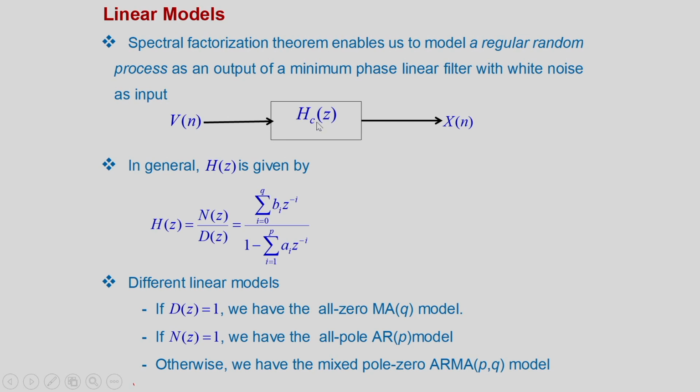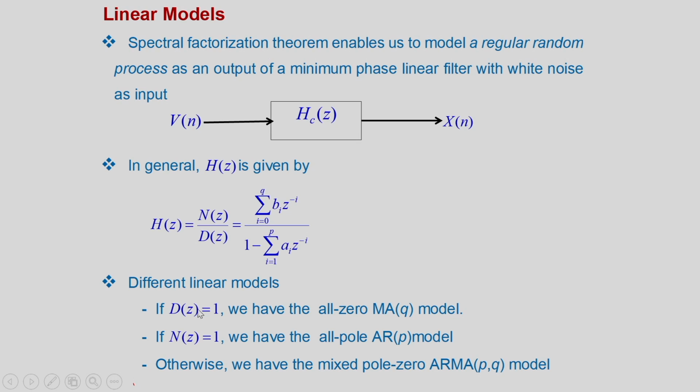In general, if we consider the transfer function of a causal minimum phase LTI system, it will have one numerator part and denominator part. So, it is a ratio of Nz divided by Dz. Now, this Nz part we can write as summation i going from 0 to q of bi z to the power minus i. Similarly, the denominator part we can write as 1 minus summation i going from 1 to p of ai z to the power minus i. So, this is the general transfer function, and depending on special situations we will have different models.